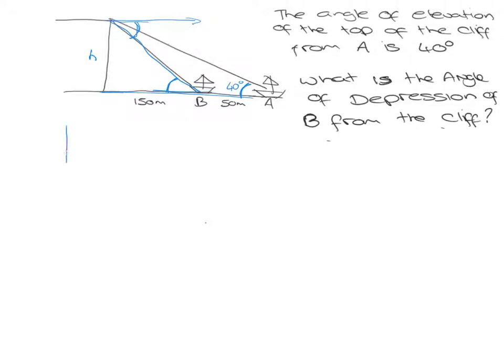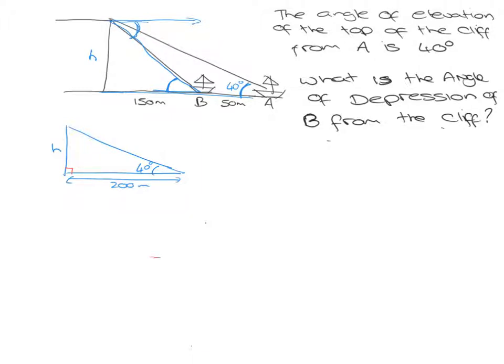To do that, we're going to use the big triangle. They gave us the angle of elevation for a reason. So we know that this angle is 40 degrees, and this distance here is the 150 plus 50, which is 200 meters, and we want to find h. Now, because we've got a right angle, because we can assume that the cliff is at right angles to the sea, we can use SOH CAH TOA.